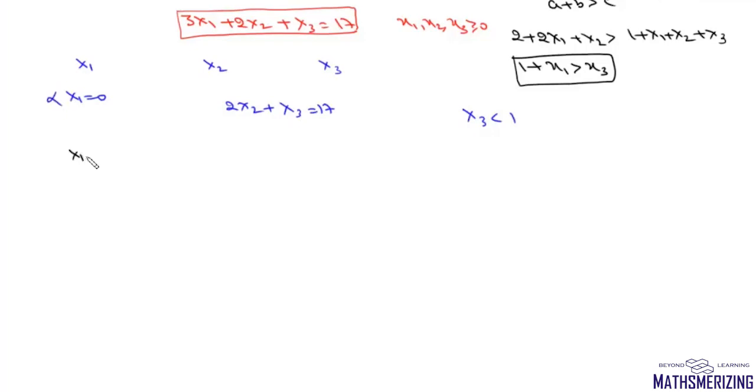Now when x1 is equal to 1, we can write 2x2 plus x3, and this is 17 minus 3.